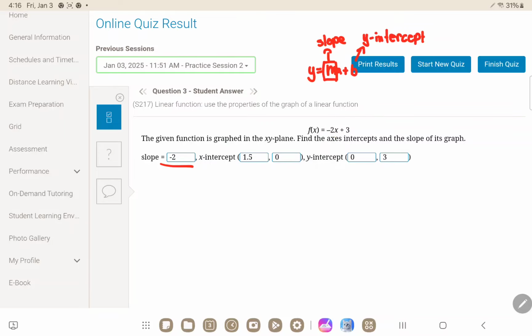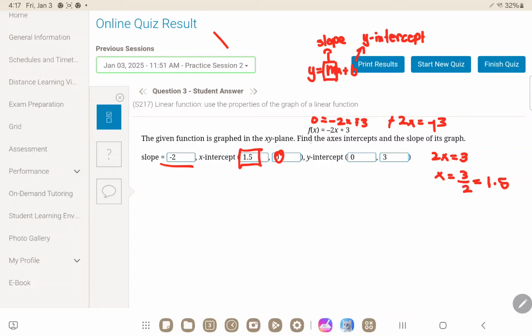The x-intercept means when y is 0, or f of x is 0, what is x? So when this is 0, what is x? So negative 2x plus 3 equals 0, making it negative 2x equals negative 3. Negative goes with negative, so 2x equals 3. x equals 3 over 2, which is 1.5. So when y is 0, x is 1.5.